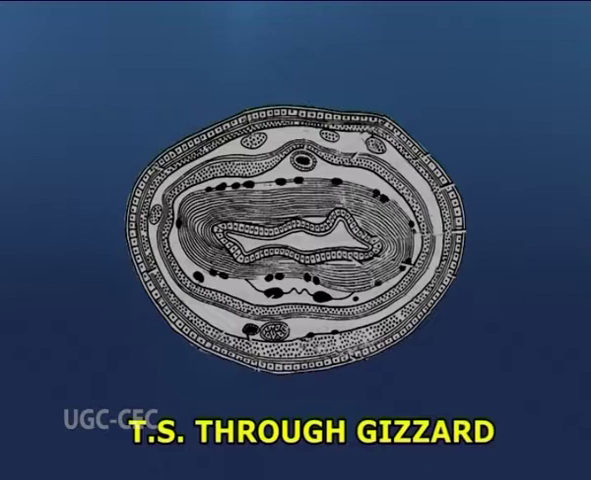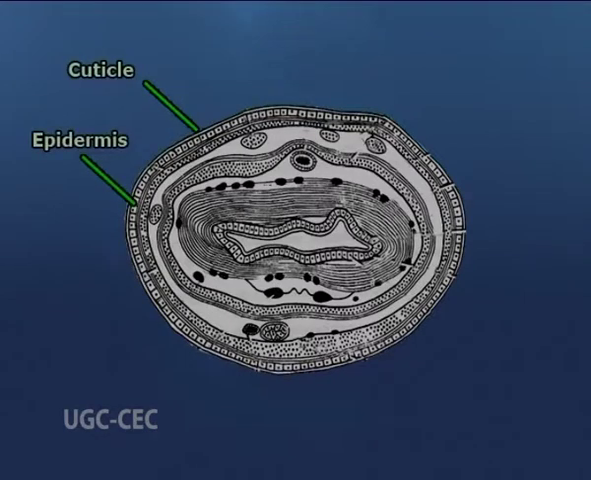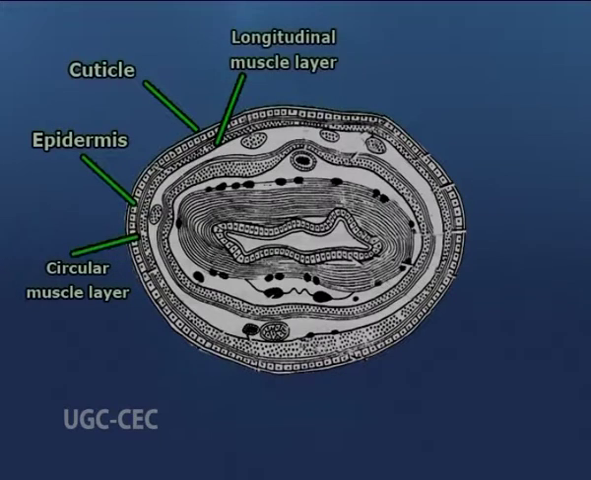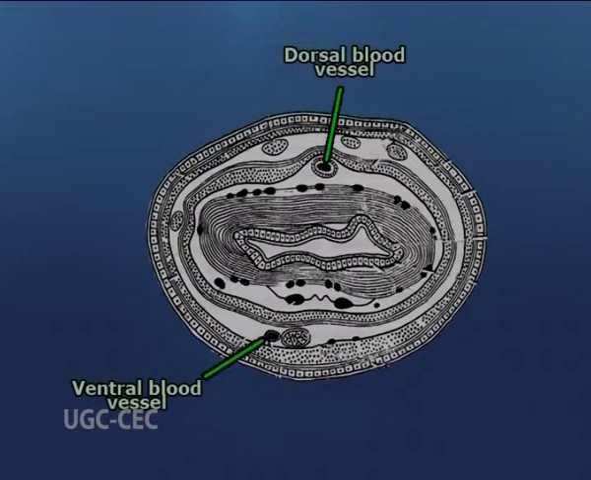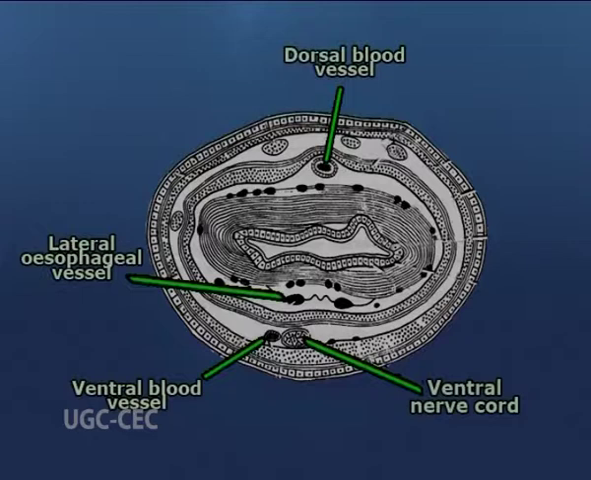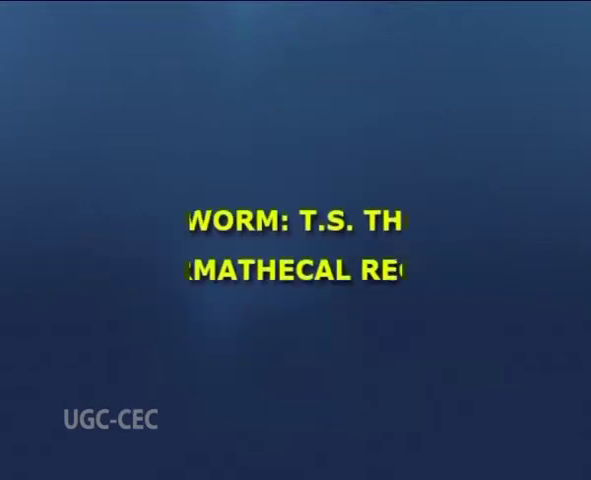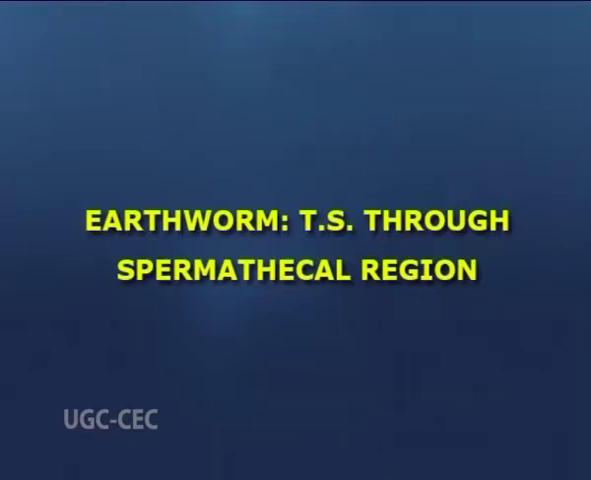Some of the characteristics are as follows. Esophagus terminates into prominent oval, hard, thick-walled and distinct gizzard lying in 8th and 9th segment. Body wall is composed of cuticle, columnar epidermis, thin circular muscle layer, thick longitudinal muscle bundles and a thick circular septum. Section also contains dorsal and ventral vessels, ventral nerve cord and lateral esophageal vessels. Transverse section through spermathecal region.